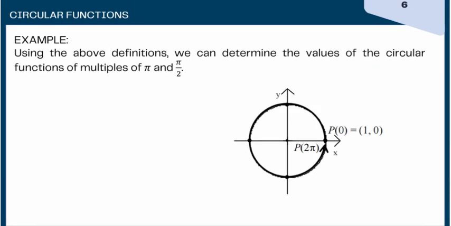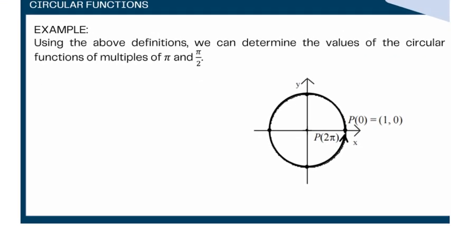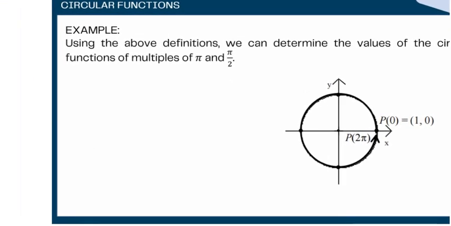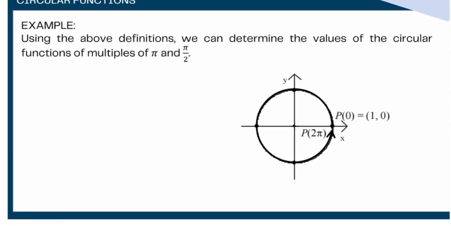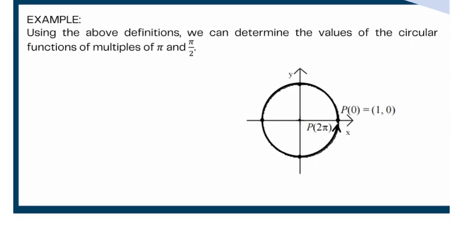Okay? So if we apply that, I think I have discussed all about how to come up with the values here. For the other class, but for the other class who have not been discussed this yet, kindly listen. So using the above definitions, actually we can determine the values of the circular functions of multiples of pi and pi over 2. So how would we do that? We know that pi in terms of degree measure is just 180 degrees.